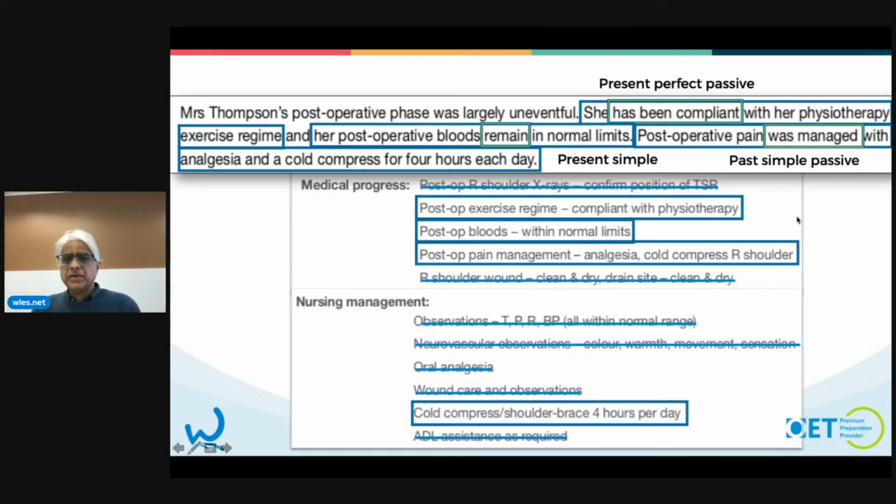So you can see in this paragraph, we have a range of tenses. The first sentence, Mrs. Thompson's post-operative phase was largely uneventful. So we've got the past simple, we've got the present perfect, we've got the present simple, and we've got a past simple passive. Effectively, we've got 4 different tenses in one paragraph. So you really need to take care with your verb tenses. It's really worth checking your verb tenses. Sometimes all of the verbs are the same. They're all in the same tense. They're all in the past simple, or they're all in the present simple. This time it's different. We're using different verb tenses. So it's really important that you do check your verb tenses.